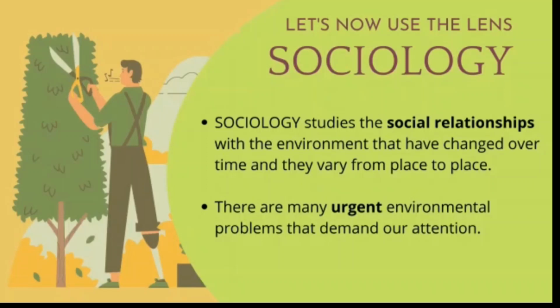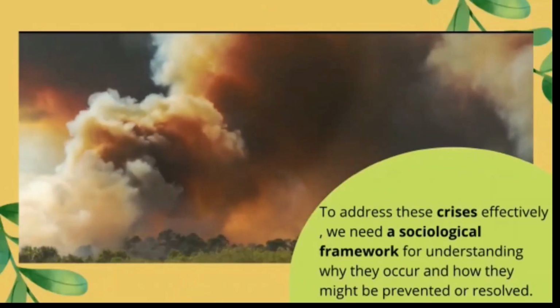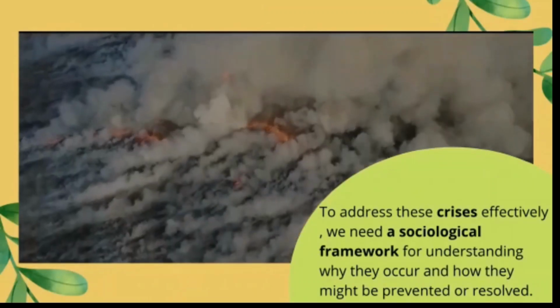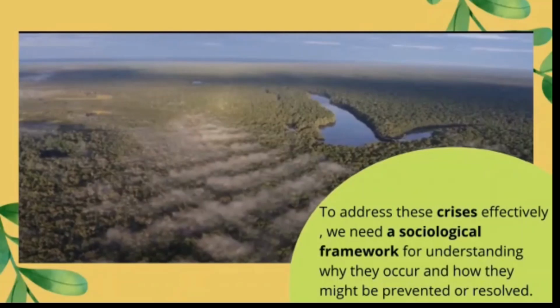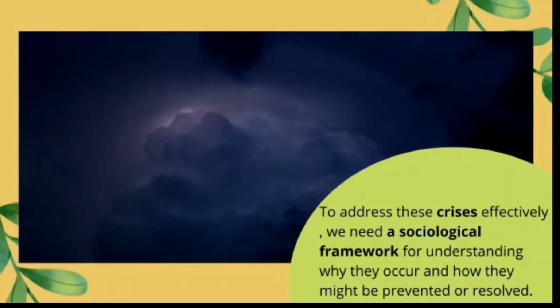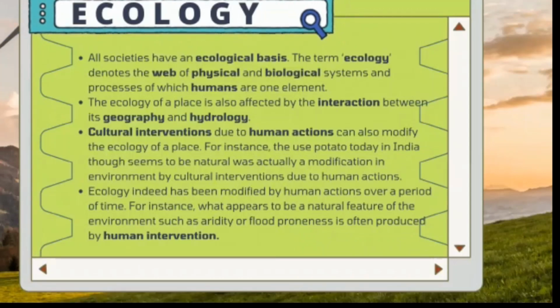There are many urgent environmental problems that demand our attention. To address these crises effectively, we need a sociological framework for understanding why they occur and how they might be prevented or resolved. Ecology. All societies have an ecological basis. Ecology denotes the web of physical, biological systems and processes of which humans are one element.